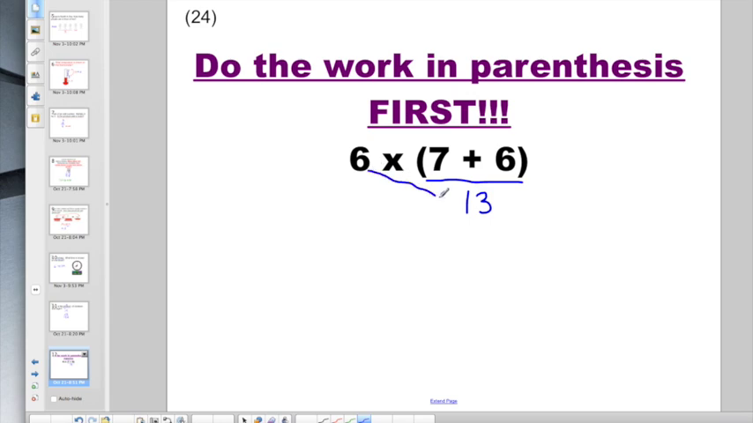Now go ahead and multiply 6 times 13. Can you do this one in your head? Maybe you can, maybe you can. I'm getting kind of sleepy though. I want to go to bed. I assure you that the product of 6 and 13 is going to be 78.